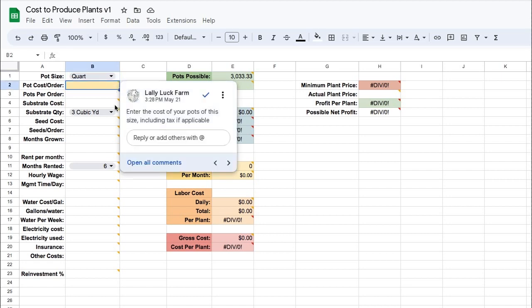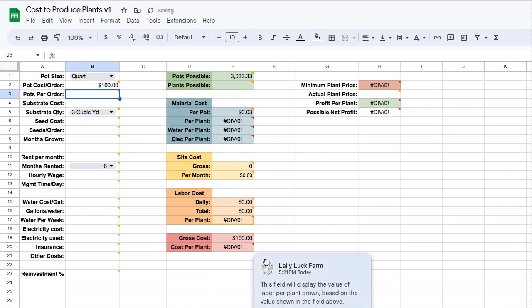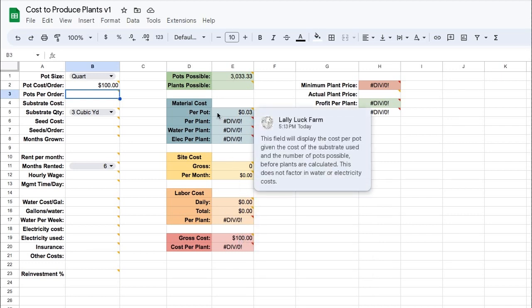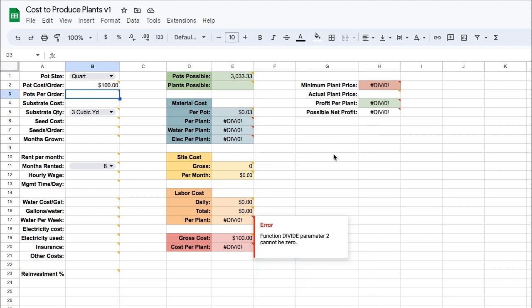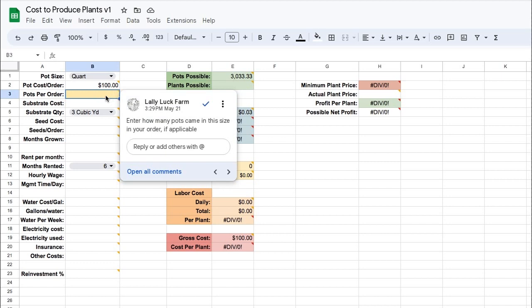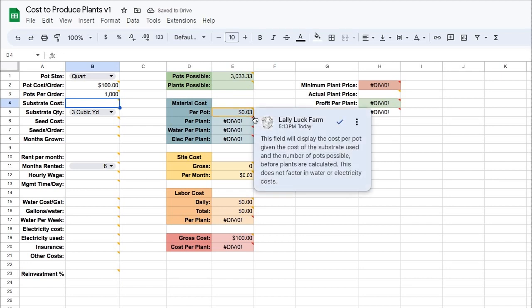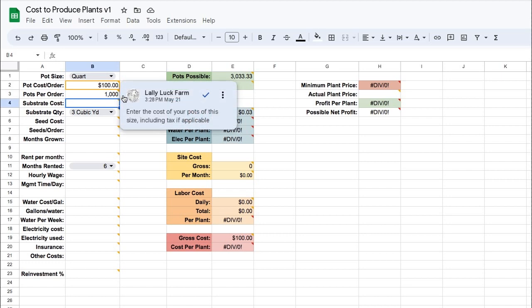If you were to, say, spend $100 on your pots, that will start to change things like your gross cost and eventually your cost per pot, your cost per plant, and a few of the other totals in here. So if you spent $100 but you got 1,000 pots, now you've got your cost per pot set up, and you have a baseline of what your expenses look like so far.